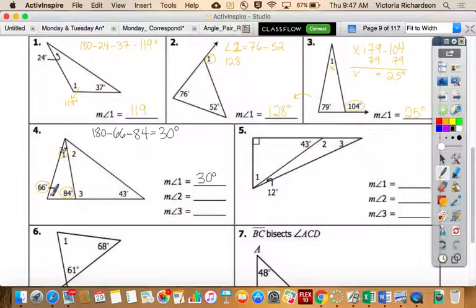I can also think about this as this is an exterior angle, so therefore angle 3 is equal to 30 plus 66, which is 96. That's my exterior angle theorem. And then when I know this is 96 and this is 43, I can subtract from 180, which gives me 41 degrees. So now I have all three missing parts.